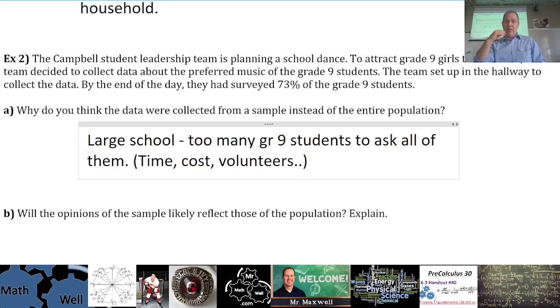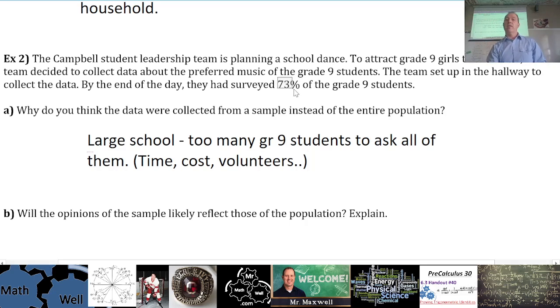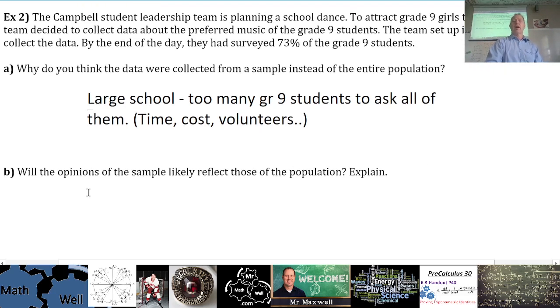Now, do you think that 73% of the grade 9 students is enough of a sample? I'm seeing some heads nod. Yeah, that's actually a pretty big number, I would say. That's 73%, almost 3/4. So of every 4 grade 9 students, you've actually asked 3 of every 4. Pretty close. So will the opinions of this sample likely reflect the population? You might say that, hey, 73% is an awesome number. So yes.